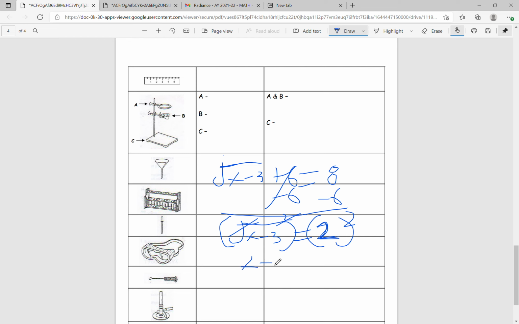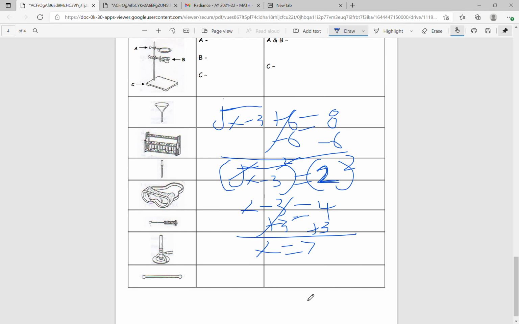We get x minus 3 is equal to 2 squared, which is 2 times 2, so it's 4. Now at this point, we have a very basic equation, which I assume that you know how to solve. So what we're going to do is add 3 to both sides. That way x is equal to 4 plus 3, which is 7. That is the value of x.